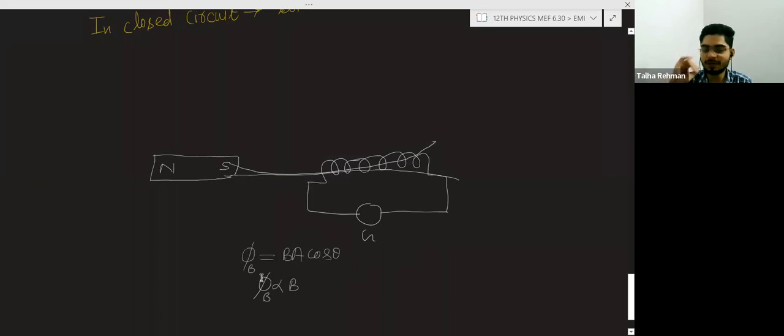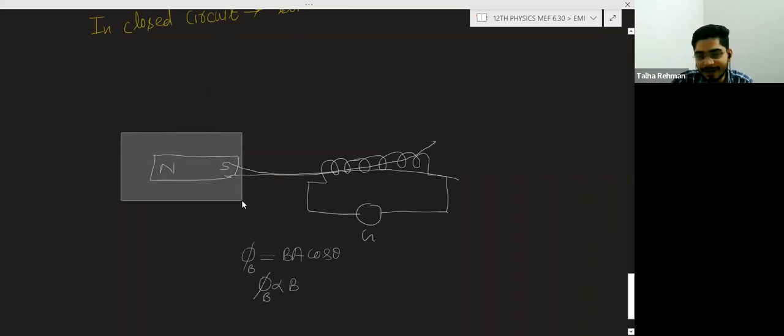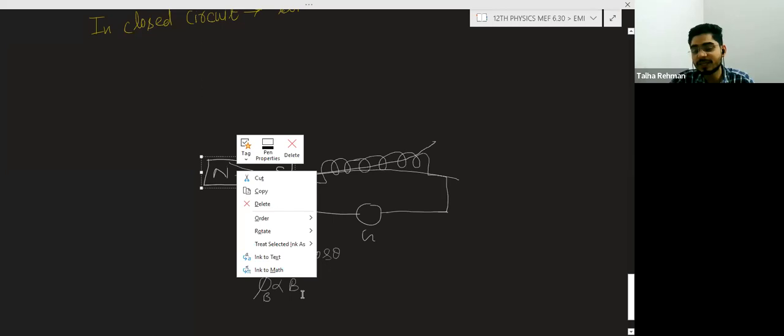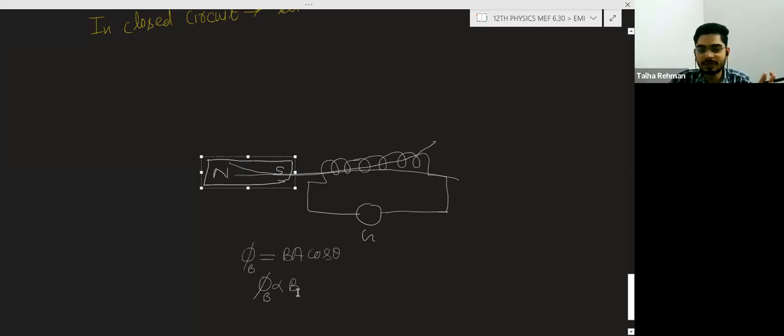So the magnetic flux on the coil, or you can say magnetic flux linked with the coil, depends upon the magnetic field. When the magnet moves from this position to this position, the magnetic field will increase, and due to the increase in the magnetic field, the magnetic flux at the coil, or linked with the coil, will increase.